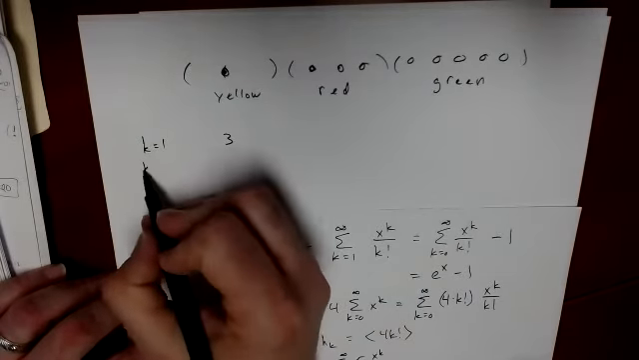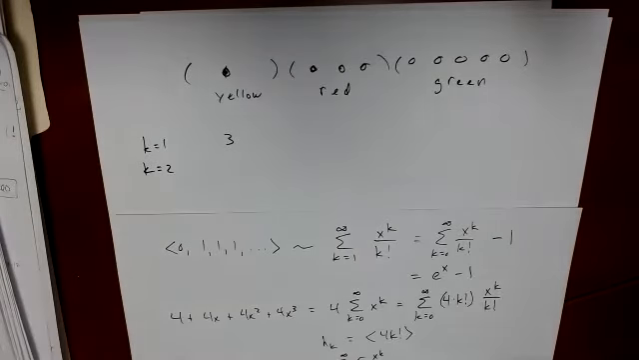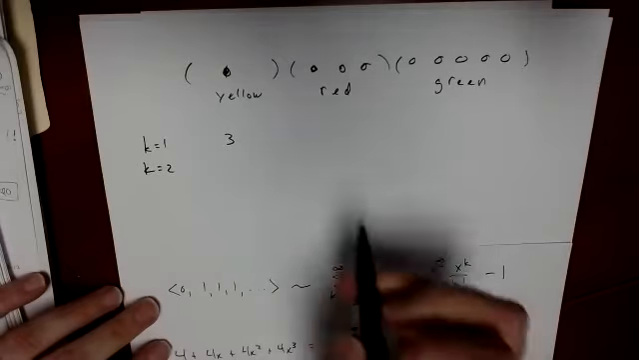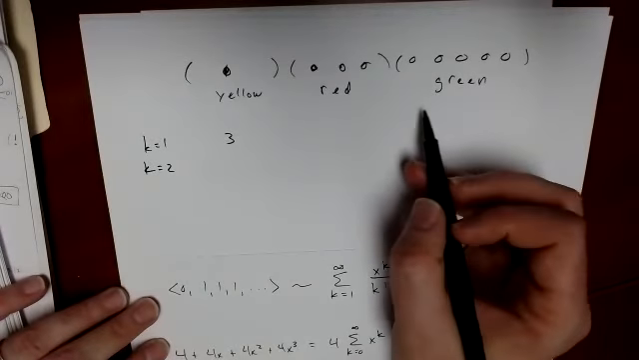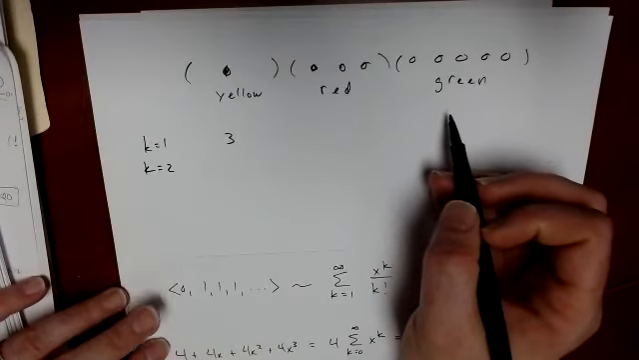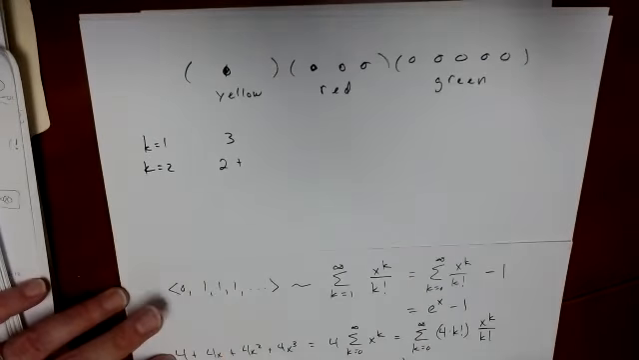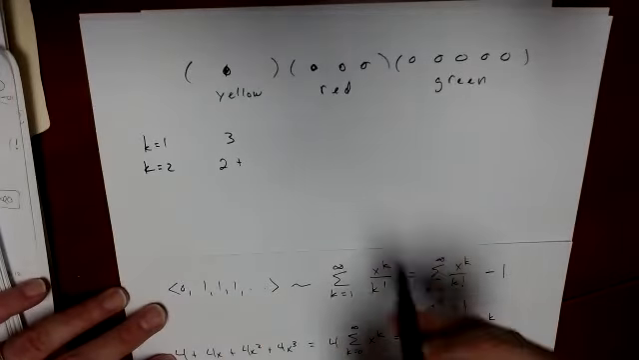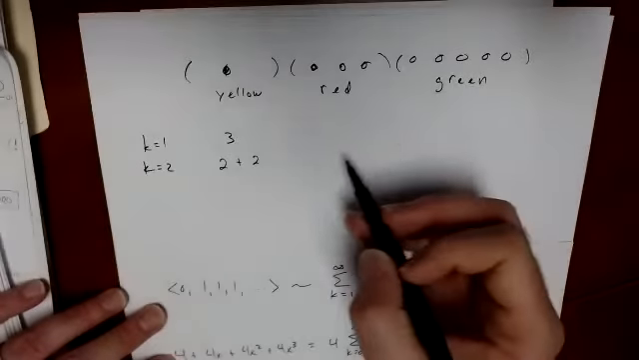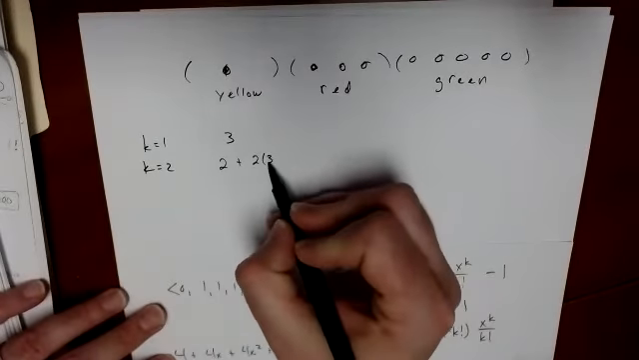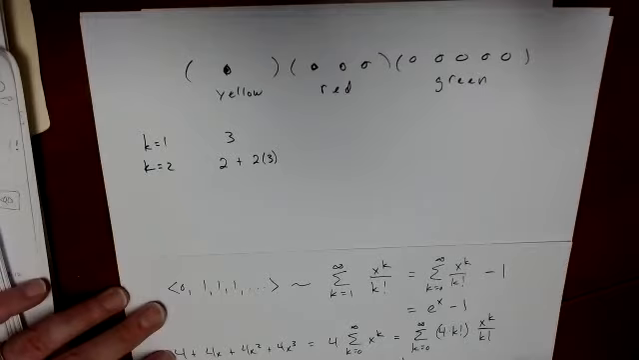What about 2 balls? Here it gets a little tricky. It actually depends on whether you pick a yellow ball or not, right? If you pick a yellow ball first, then there are 2 other balls you can pick. So that would be 2. Plus, if you don't pick a yellow ball, that gives you 2 options for your first ball and 3 options for your second.